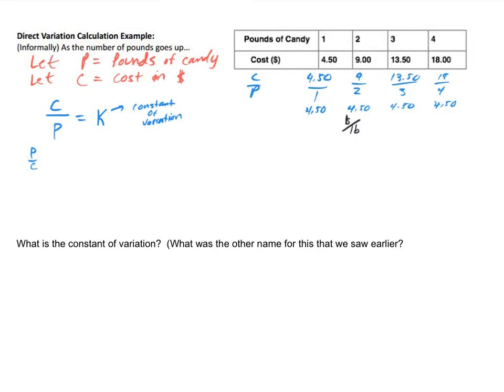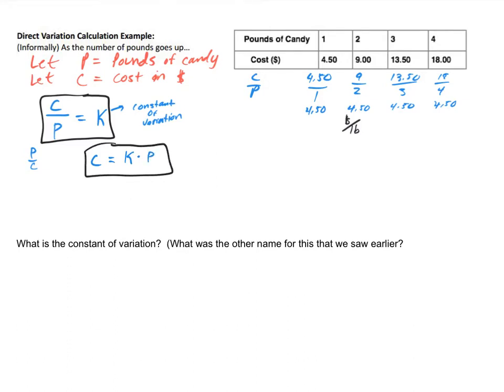So why is this any different? Why do we need to consider this? Well, it's because this relationship here can be rearranged as a function. So if I know two things have a direct variation, so C and P reduce to the same quantity, or that quotient is always equivalent to some constant, then I can rearrange this for C. So I'm going to multiply both sides by P. If I multiply both sides by P, I get C equal to K times P.